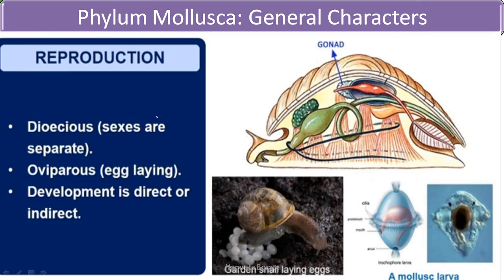Afterward, about reproduction, the organisms are dioecious, meaning the sexes are separate; the male and the female are separate. They mostly lay eggs, so they are oviparous, and the development is direct or indirect.